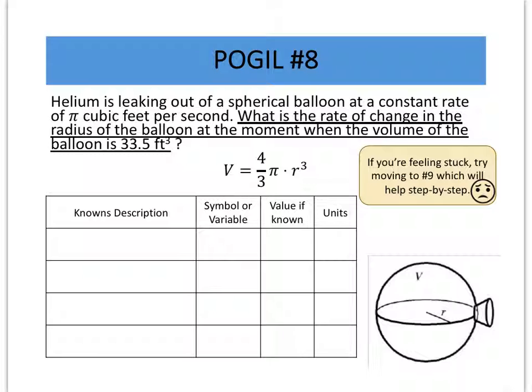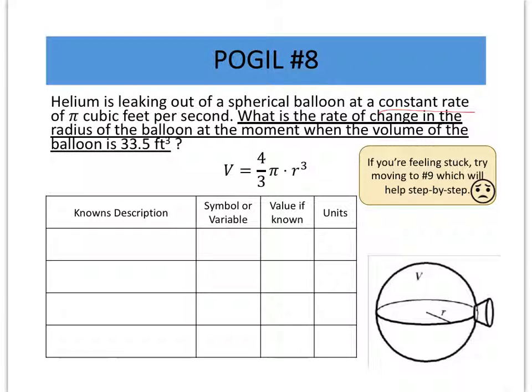Helium is leaking out of a spherical balloon at a constant rate of pi cubic feet per second. That seems interesting, important to know. What is the rate of change in the radius of the balloon at the moment when the volume of the balloon is 33.5 feet cubed, or cubic feet. We've got an equation for the volume of a sphere where V is a variable. It's a variable with relationship to the radius. The volume is a relationship to the radius of the sphere.